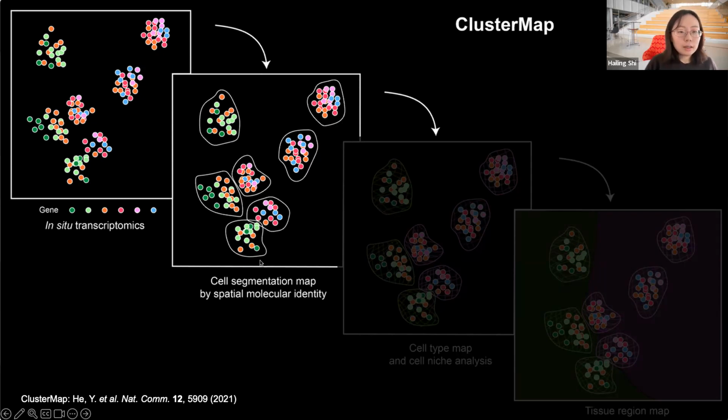We also take into consideration the mRNA identity of the dots in this segmentation. For example, when there are two distinct cell types neighboring each other, we're able to draw the boundary of the cells depending on which cell type has the expression of certain marker genes.